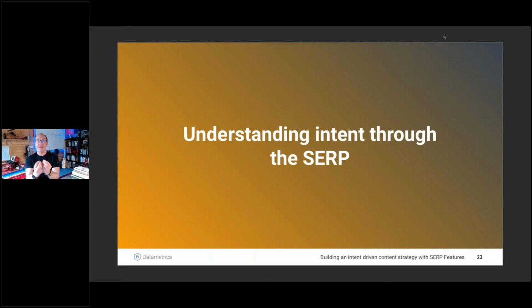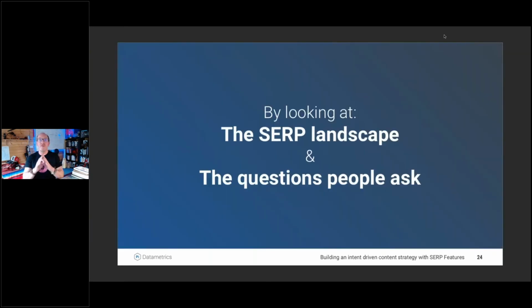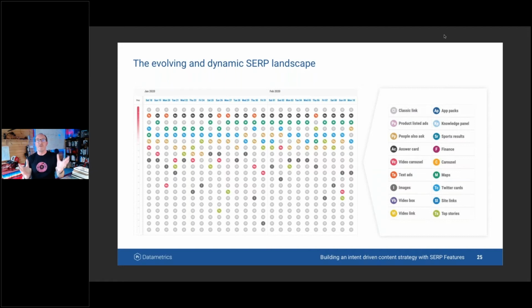Having said that, how do we understand intent through the SERP? Well, through 2 main mechanisms. The first one is through looking at the SERP landscape itself. And the second one is by really analyzing all the questions that people ask. This is the SERP landscape. This wonderful image here is the SERP matrix. It's one of the tools from the Pi platform. And within this matrix, you can see all of those wonderful features.